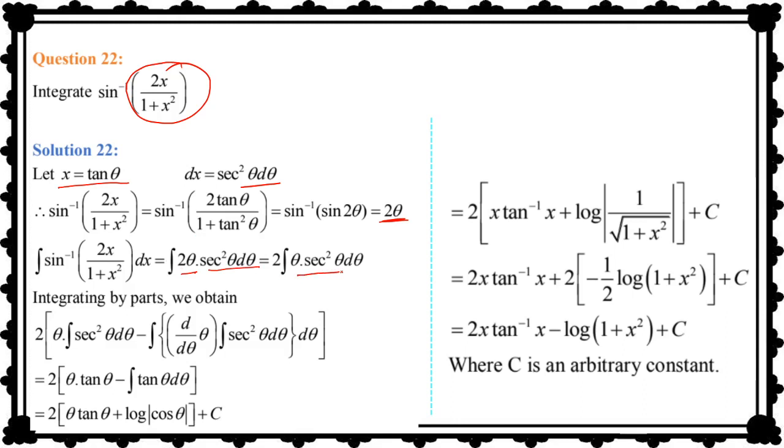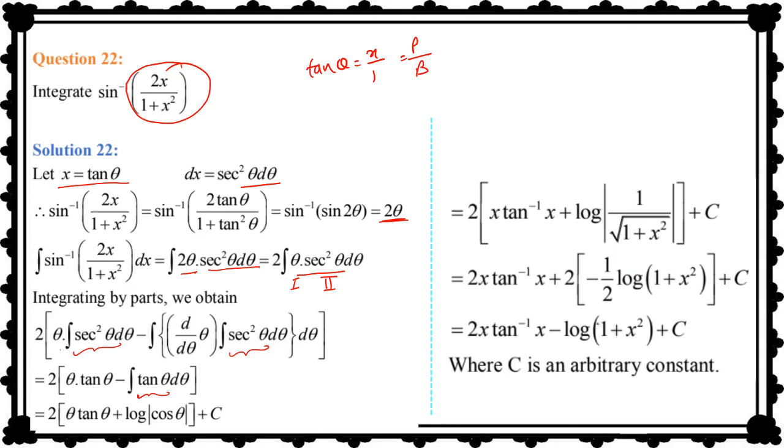2 constant outside, and theta sec square theta d theta, integrating by parts, assuming this as first function and this as second function. First, the integral of second is tan theta, minus the integral of the derivative of first, which is 1, times the integral of second, which is tan theta. What is the integral of tan theta? It is log cos theta. Now if tan theta is x, what is tan? It is p by b, right? So cos theta will be 1 upon under root 1 plus x square. We have written that way only.